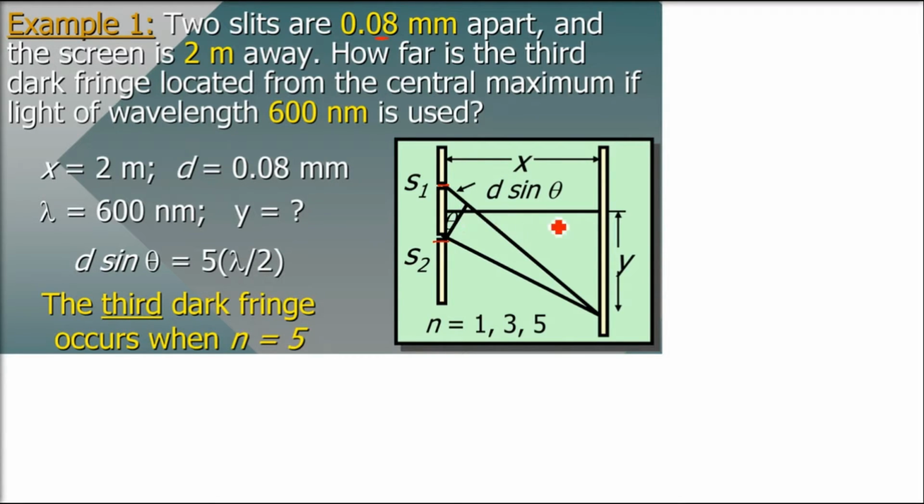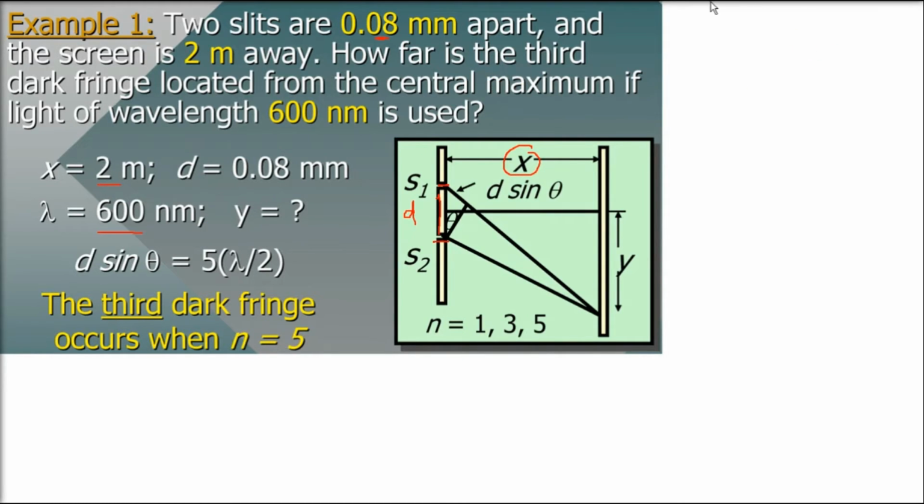Otherwise not. So now the distance between these two is x. That is the distance from the slit to where the fringes are formed, so that is 2 meter. x is 2. The distance d is 0.08 millimeter. We'll convert it into meter by multiplying it by 10 to the power minus 3. Now, how far is the third dark fringe located from the central maximum if light of wavelength 600 nanometer is used?